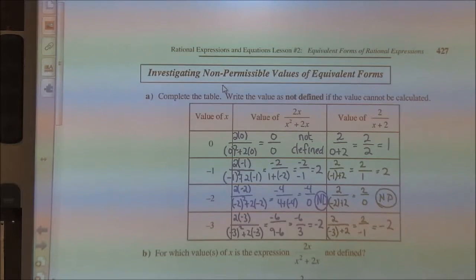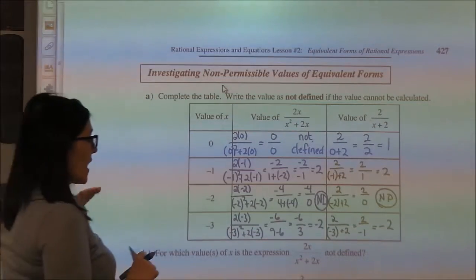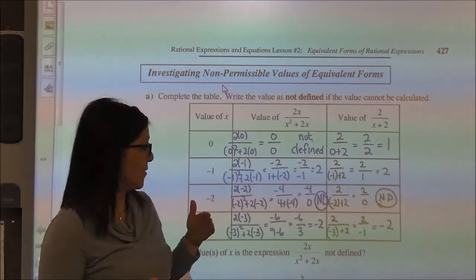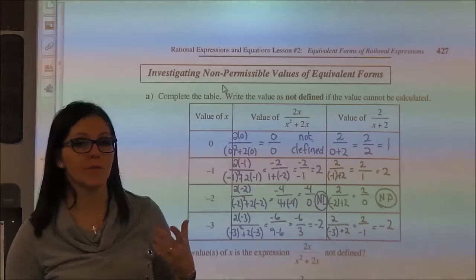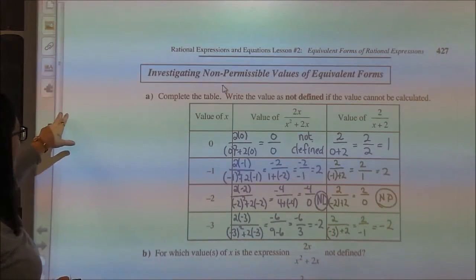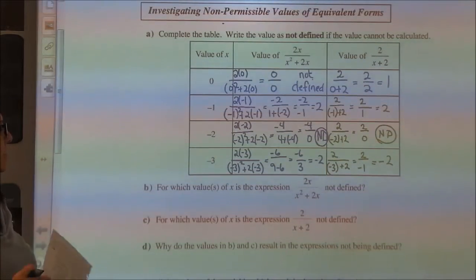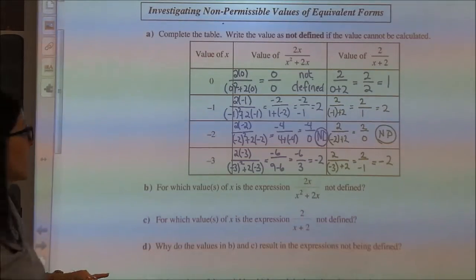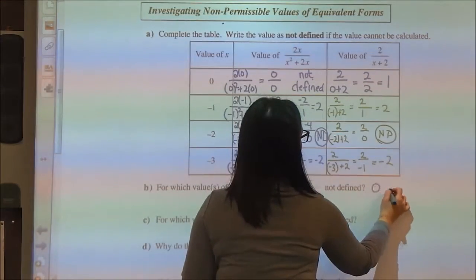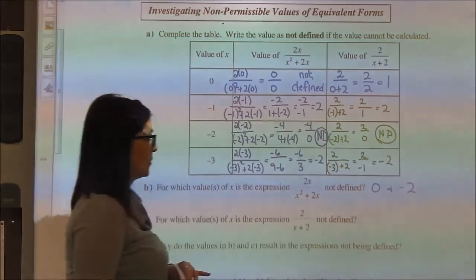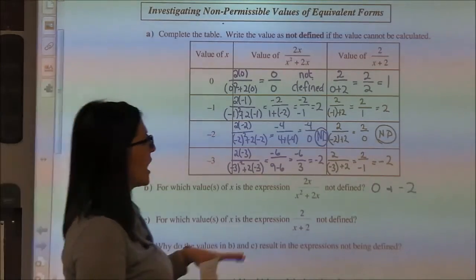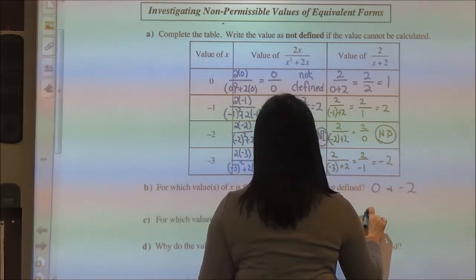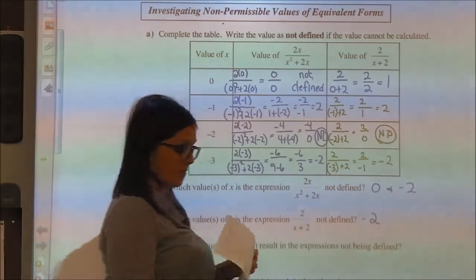Okay, so if we look at our results, we notice we have a couple of rows that are the same. Actually, all 3 of these rows give similar results, except for the first row. If I was to answer the question, at which values of x is the first expression not defined, that's at 0 and -2. If I look at the second expression, when is it not defined? That would be when x is equal to -2.